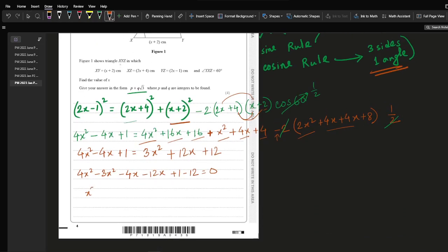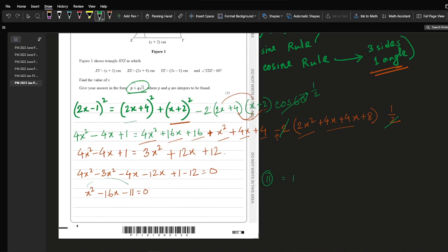So x squared minus 16x minus 11 is equal to 0. Looking at this, I can tell that we can't do middle term factorization, but we can still try it out. So we can take the end term, 11. I'm only going to focus on this.